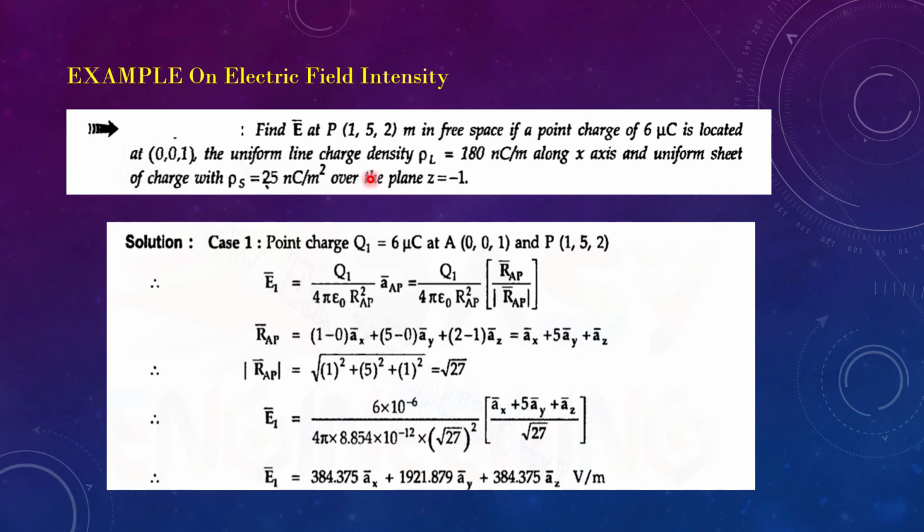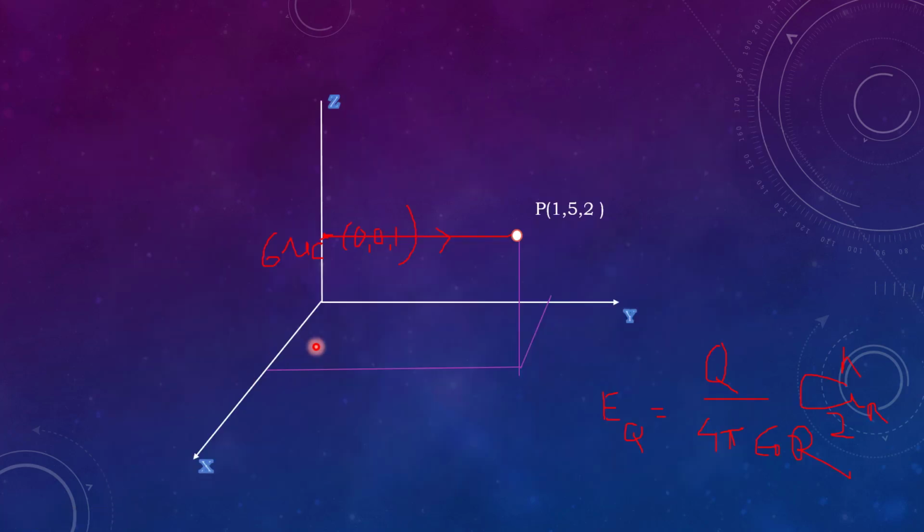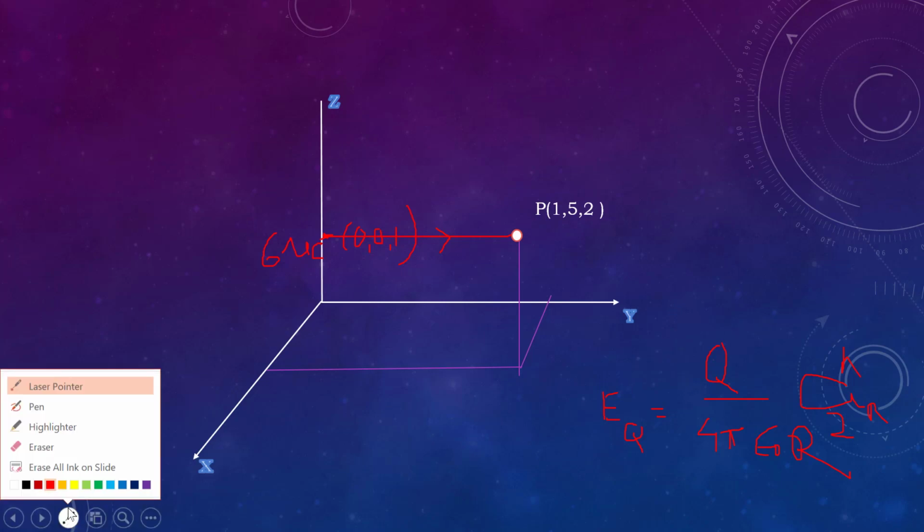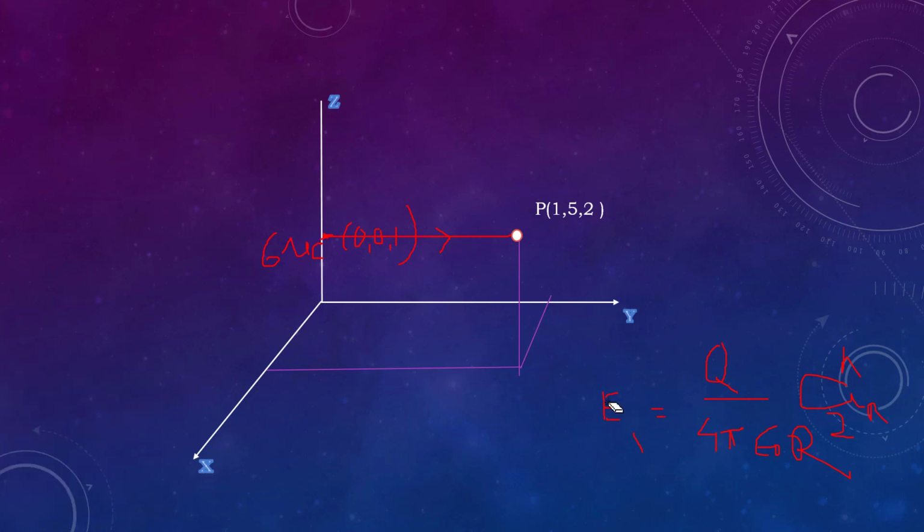In the second case, we will consider the line charge. The line charge is rho L and it is 180 nanocoulomb, and it is present on which axis? It is present on x axis, and we have to find out intensity again at point P. So now let us consider all the things again. So we will erase all the things.